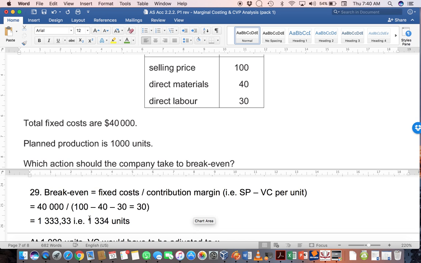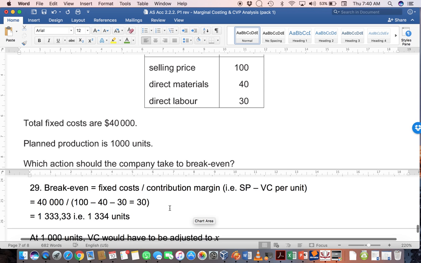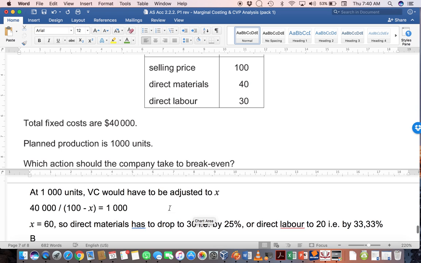Now, what we want to do over here is first work out what our break-even point is with these figures that we have. The break-even is going to be your fixed costs of 40,000 divided by your 100 minus your direct costs of 40 and 30, which gives you a contribution margin of 30. In other words, you would need to break even at 1,333 units. You can immediately see that if you're planning to produce 1,000 units, you're going to make a loss, and so that is going to be rather problematic.